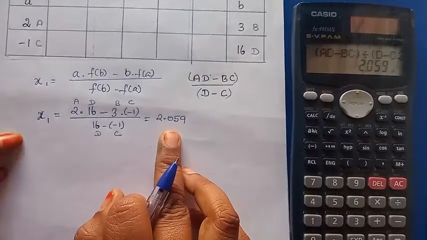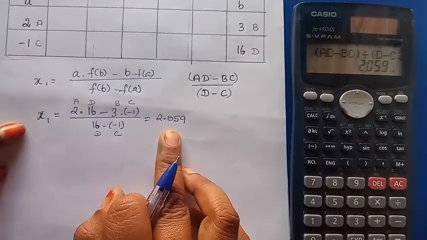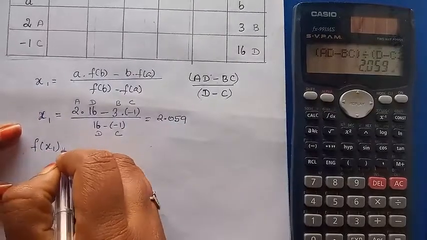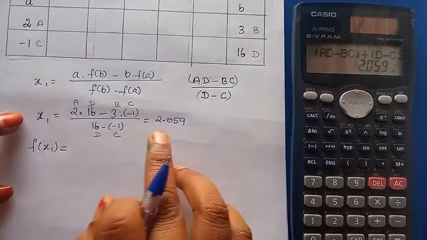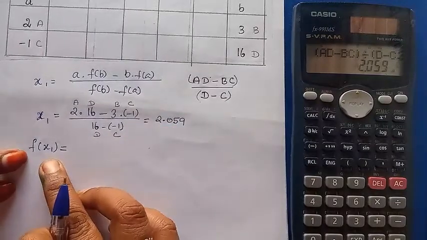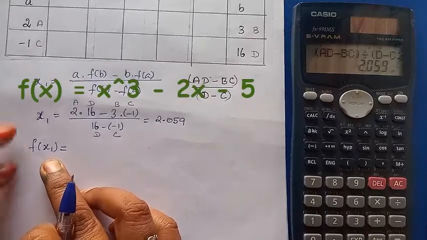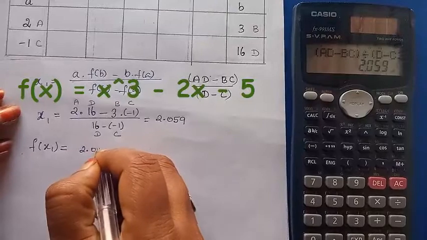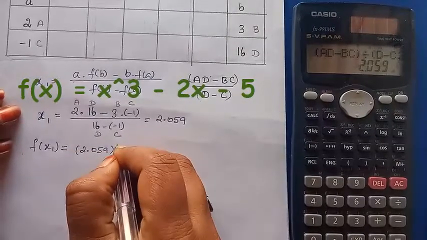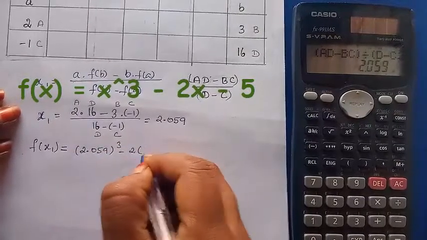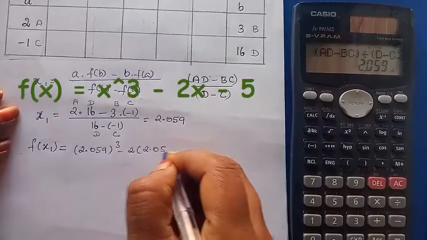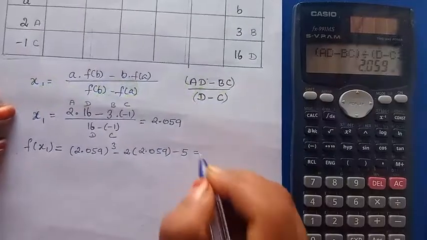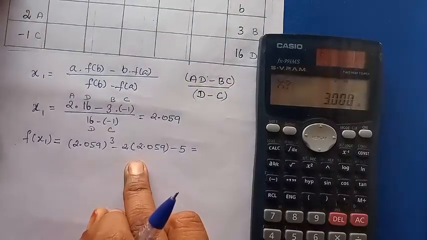Now you got the value of x1, which is the first approximated value. Our next step is to find out the function's value. Now you have to substitute this x1 in the given function, which is x cube minus 2x minus 5. So x cube means this is x now, 2.059 the whole cube minus 2 into 2.059 minus 5. The answer is, already this formula is typed in the calculator.